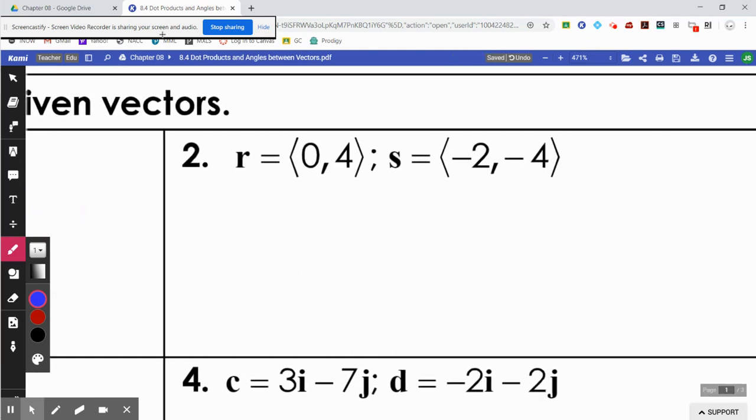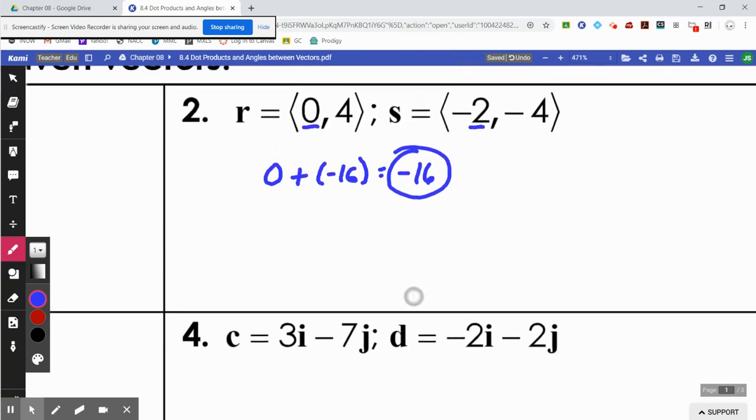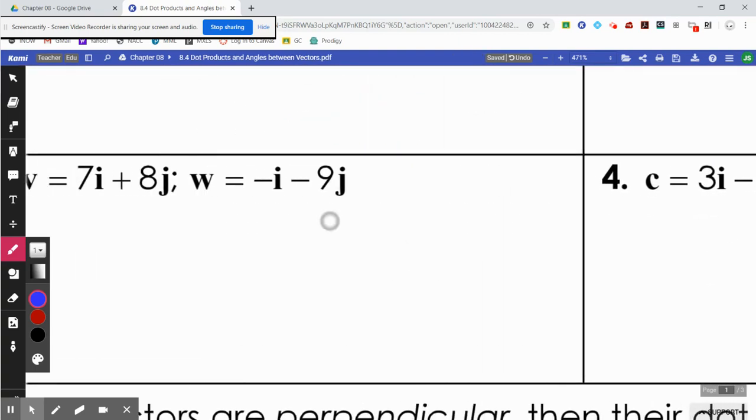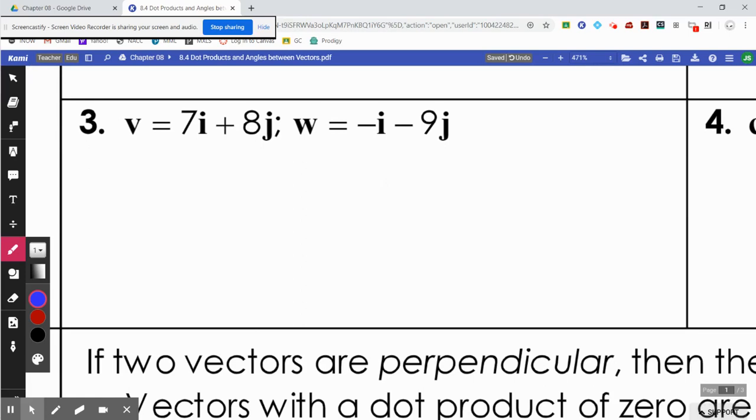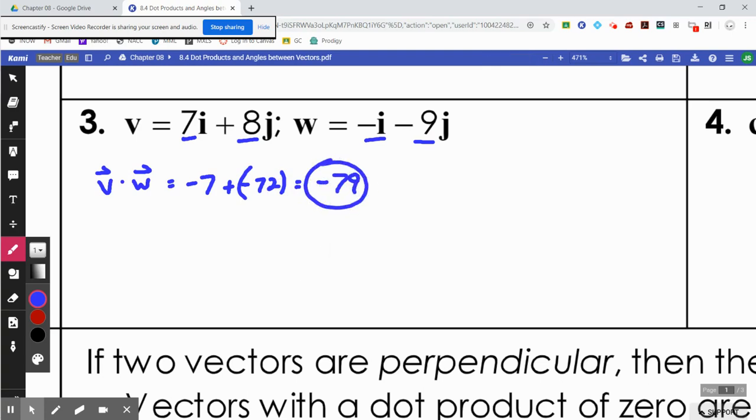To dot product these, you're going to multiply your first two numbers. 0 times negative 2 is 0, plus 4 times negative 4 is negative 16. 0 plus negative 16 is negative 16. So that's R dot S. Next one, now these are written as linear combinations. Let's find V dot W. We're going to do 7 times negative 1, which is negative 7, plus 8 times negative 9, which is negative 72. Negative 7 and negative 72 is negative 79.